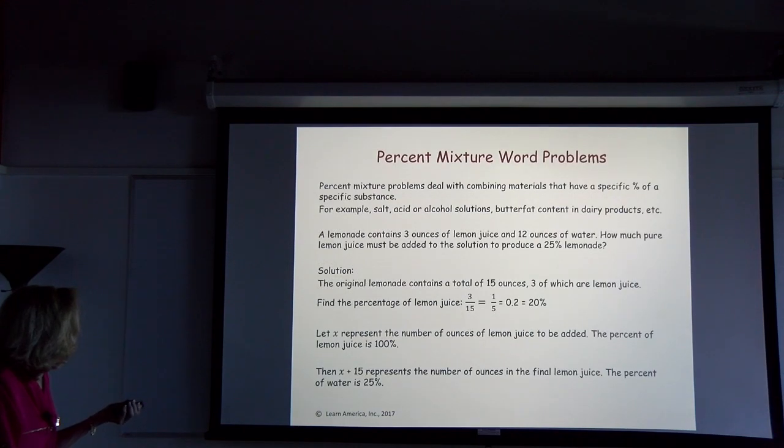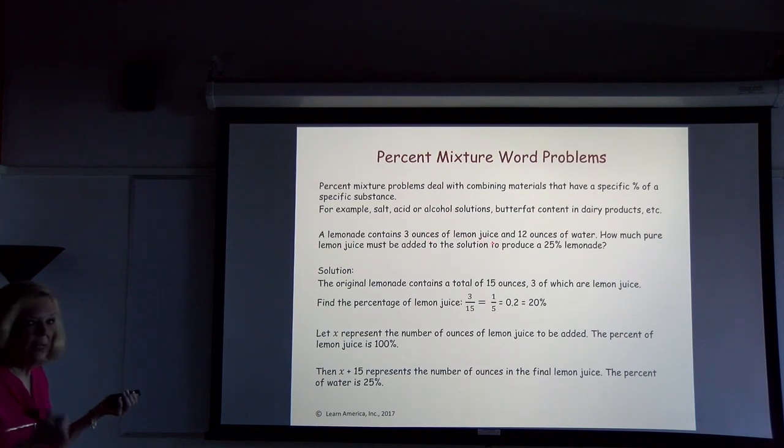Percent mixture problems. Let me just talk you through this one. In this case, you've got a lemonade that contains 3 ounces of lemon juice, that's a quantity, and 12 ounces of water. So that's the original lemonade. How much pure lemon juice must be added to produce a solution which is 25% lemonade?